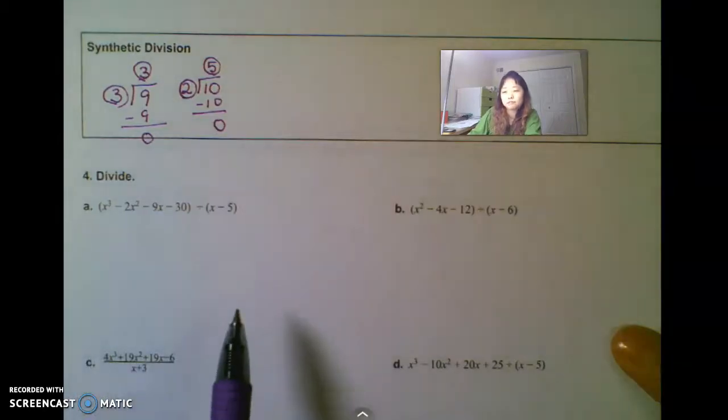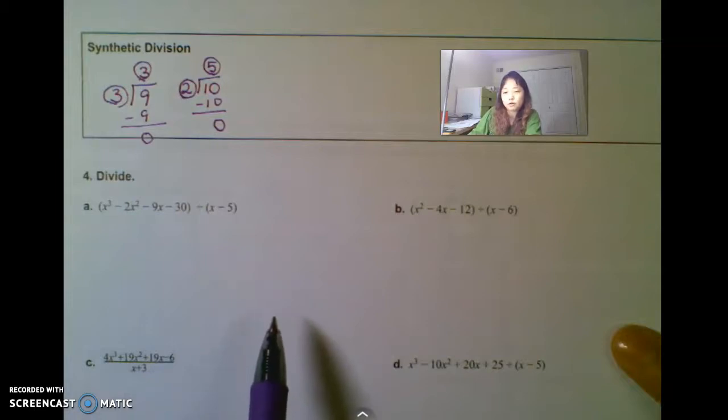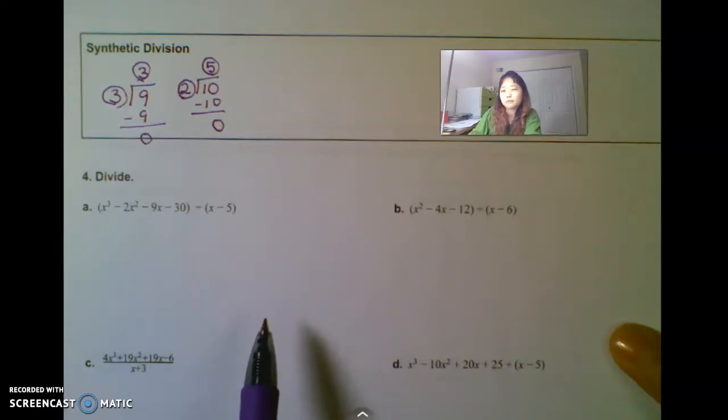These are not difference of squares. Some of them are not factorable using factor by grouping. So this is a sure way to figure out if we can factor it.